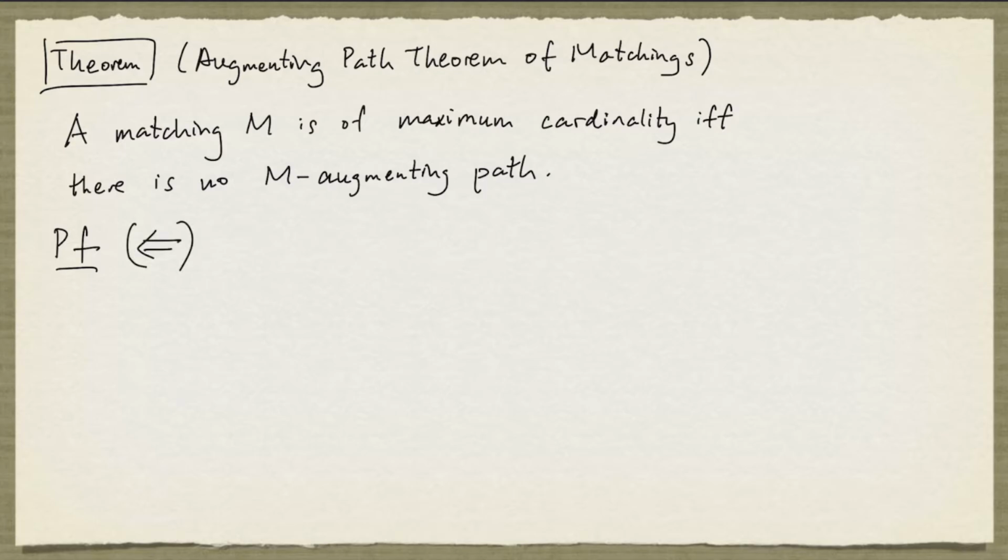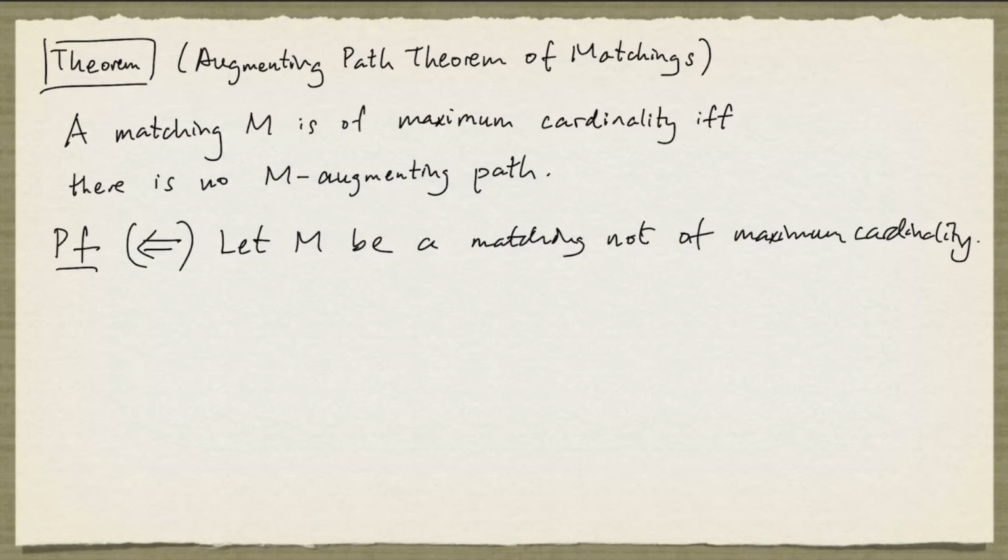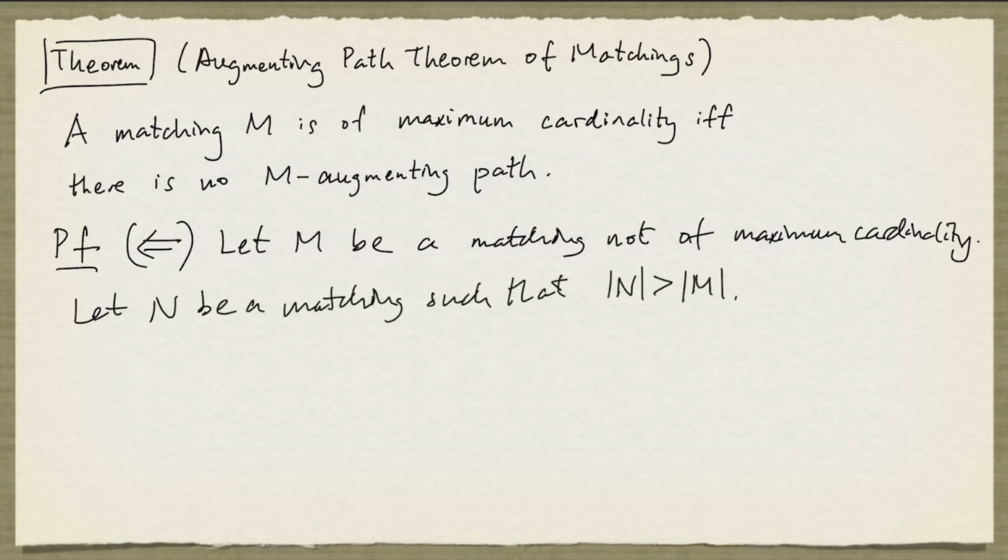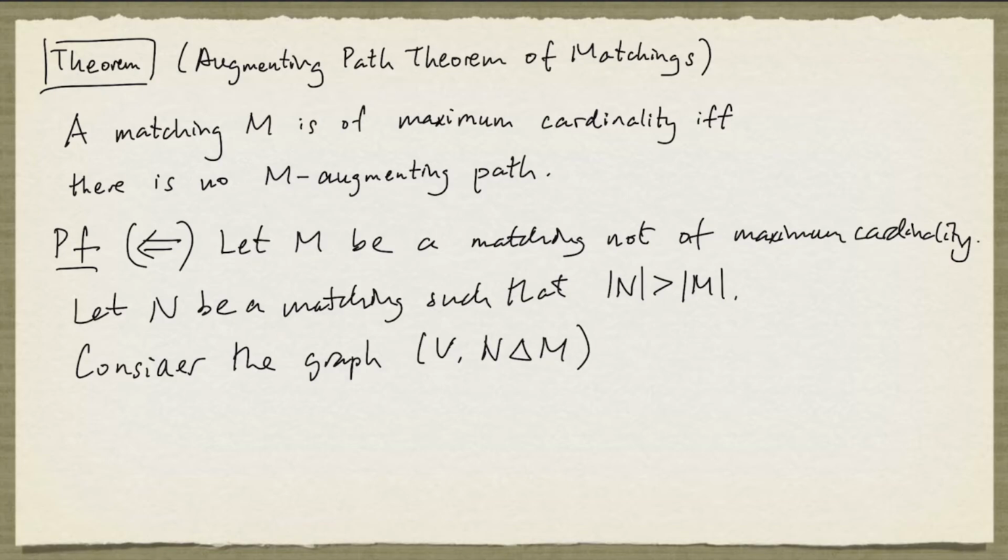And the proof is going to be by contradiction. So suppose that M is a matching, but not of maximum cardinality. That means there exists a matching N that has higher cardinality. And now we're going to look at the graph with nodes that are the original nodes of the graph and the edges formed from the symmetric difference of N and M. So the edge set is basically any edge that is in either N or M but not in both. What does this graph have to look like?